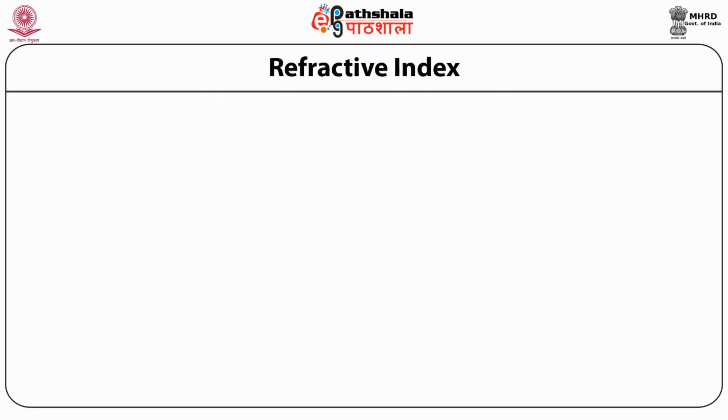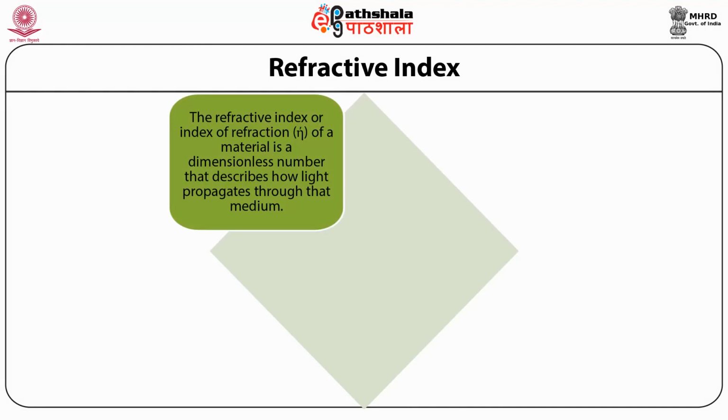Now coming to refractive index, the refractive index or index of refraction of a material is a dimensionless number that describes how light propagates through that medium. When light travels at an angle between two materials, it bends according to their refractive indices. In order to reflect, the light must be on the wider side of the critical angle.